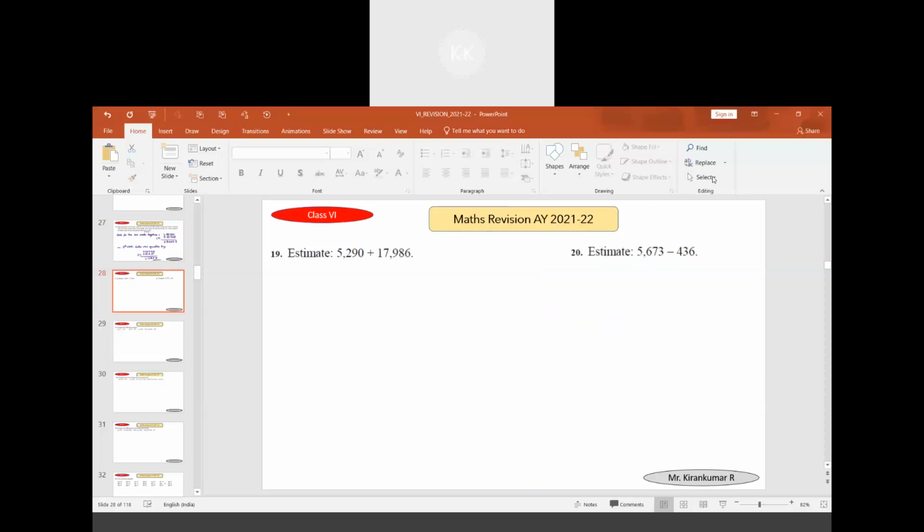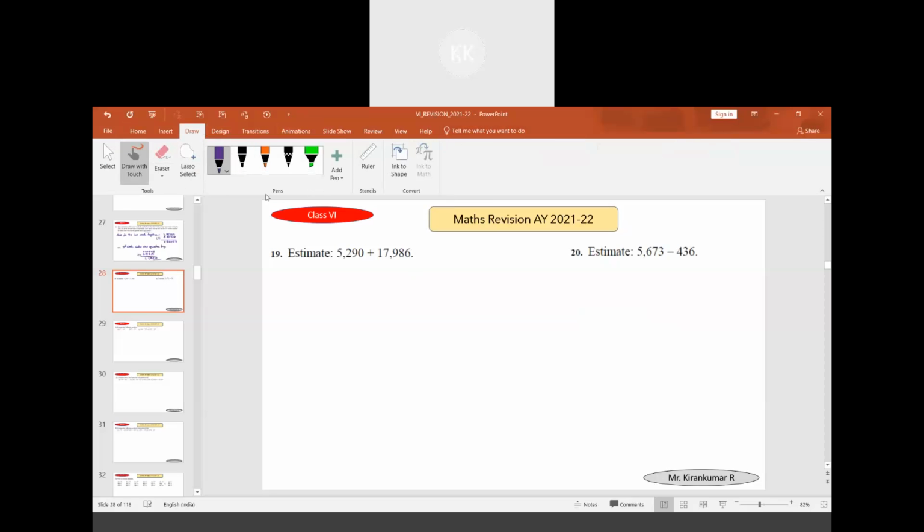Here, questions number 19 and 20 are both given. This is related to estimation. When two different numbers are given, how do we do the estimation of the sum and the difference? Here we have a 4-digit number, here we have a 5-digit number. How do we do that? We have to follow a general rule. How do we follow a general rule for solving this?